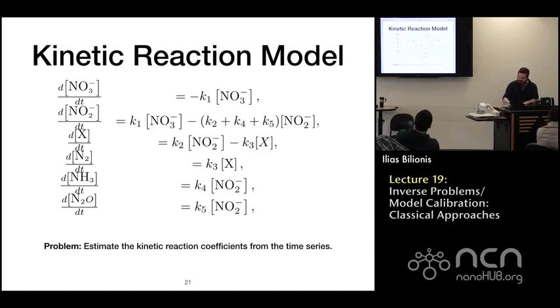And what happens to this amount? This amount becomes NO2. And then NO2 is decreased with this rate, and what happens to NO2? Well, some of it becomes X, some of it becomes NH3, some of it becomes N2O, ammonia, whatever that is, and so on and so forth.